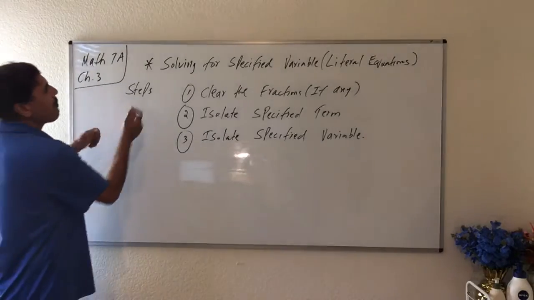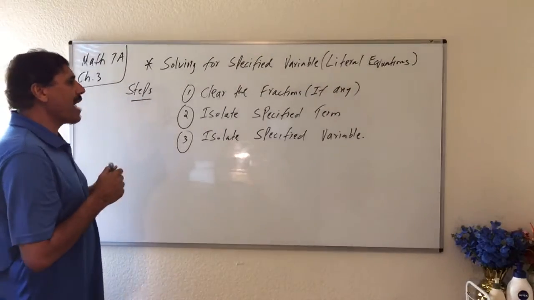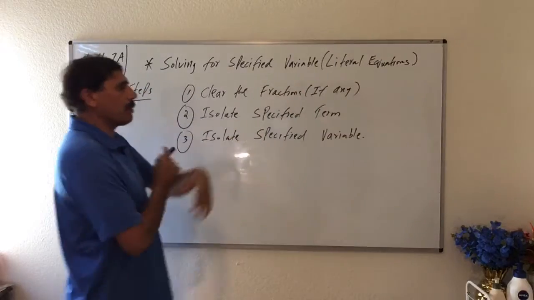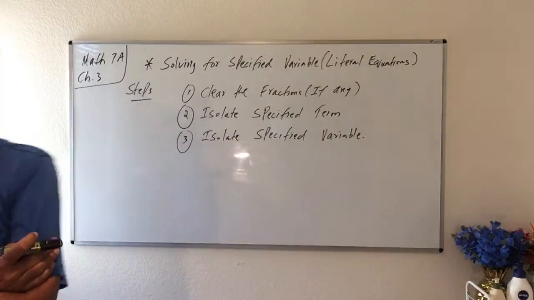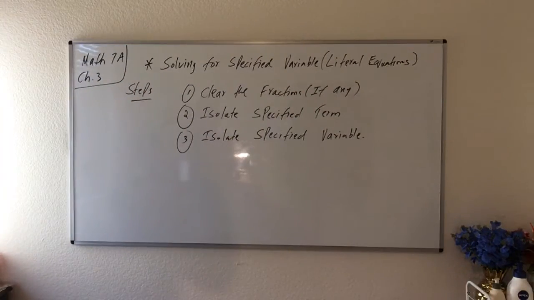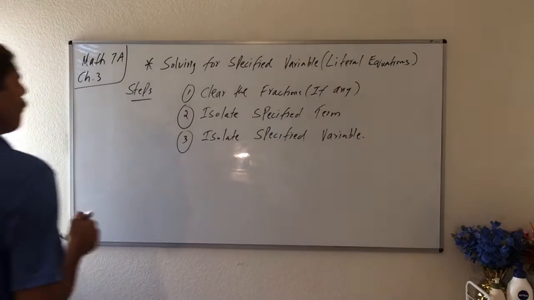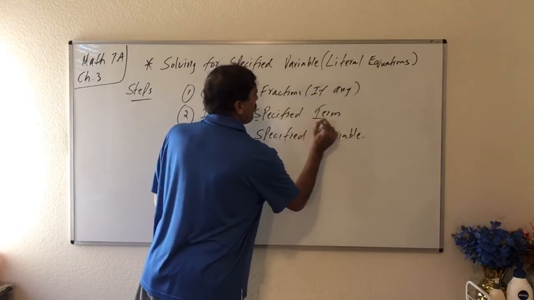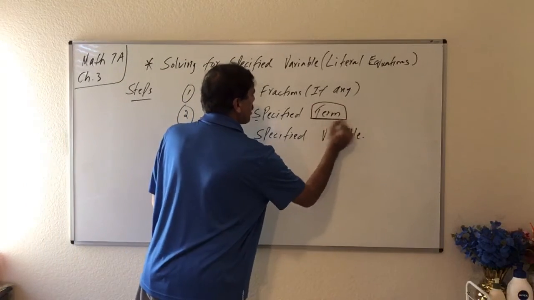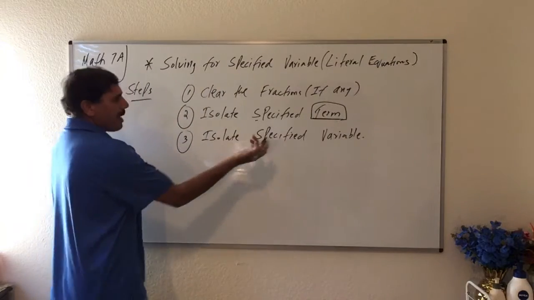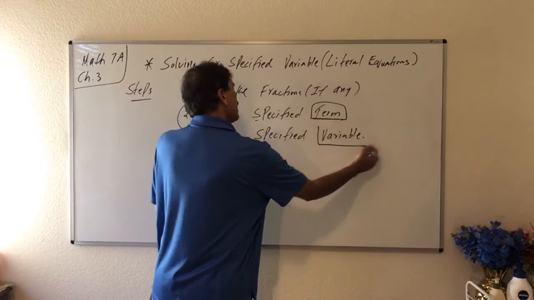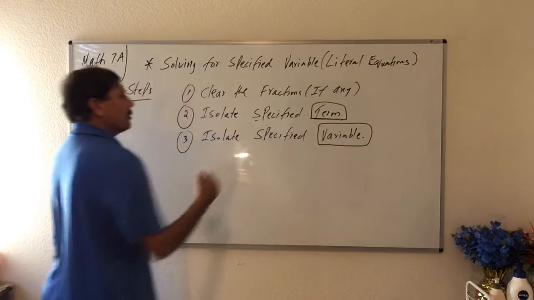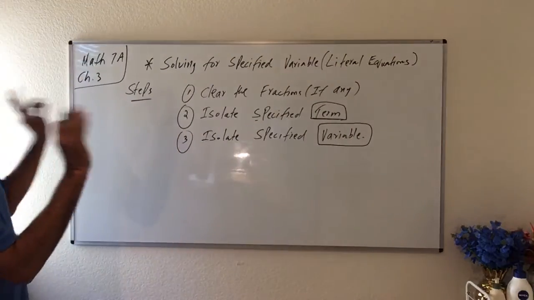The first step is always to clear the fractions, if any. How do we clear the fractions? We multiply everything by the lowest common denominator, LCD. Then we isolate, make by itself, the specified term. Remember, the term needs to be isolated first. Then the last step is we isolate the specified variable. So make sure you remember the steps.